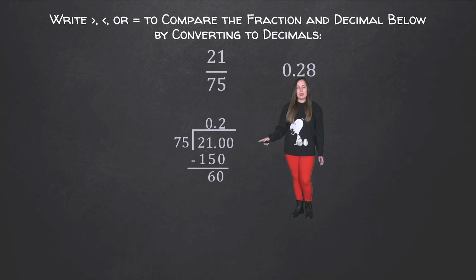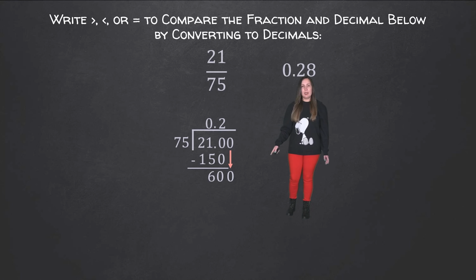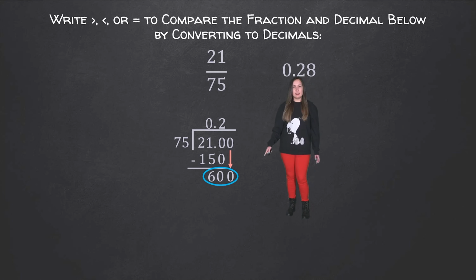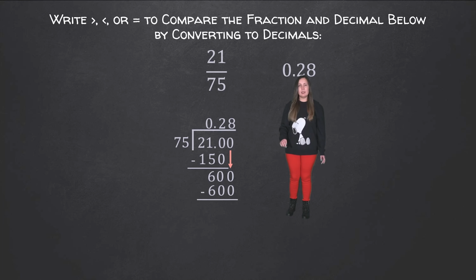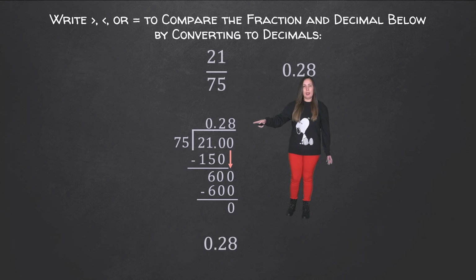And then we're going to add another 0 because we have a remainder and bring it down. Then we ask ourselves, how many times does 75 go into 600? And that's going to be 8 times because 75 times 8 is 600. Then we're going to subtract, and 600 minus 600 is 0, so we do not get a remainder. That means that 21 over 75 is equal to 0.28. So we're going to write that below.